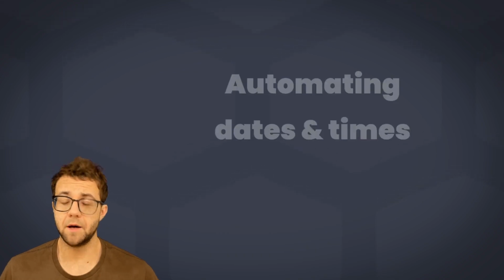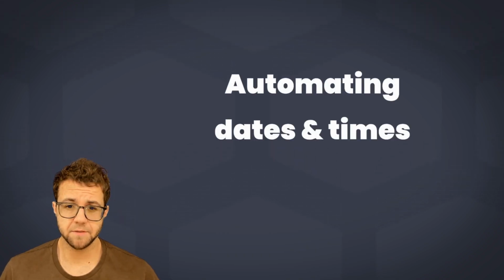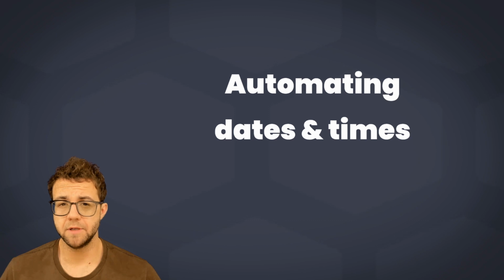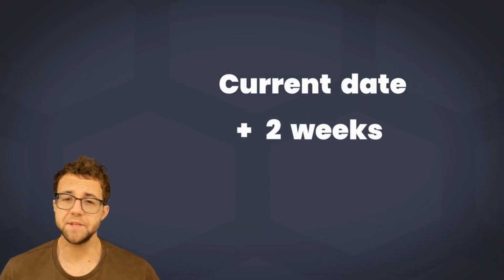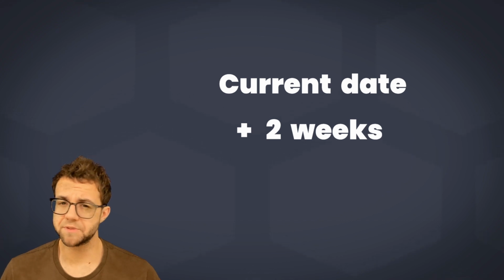So with expressions, we're able to do stuff such as combining text or doing simple calculations. But there is way more to discover. For example, automating your dates and times. We can save the current date or set a current date plus 2 weeks. Stuff like that is useful for making a forgot password flow, for example. We can specify that the reset password link is only valid for 30 minutes.